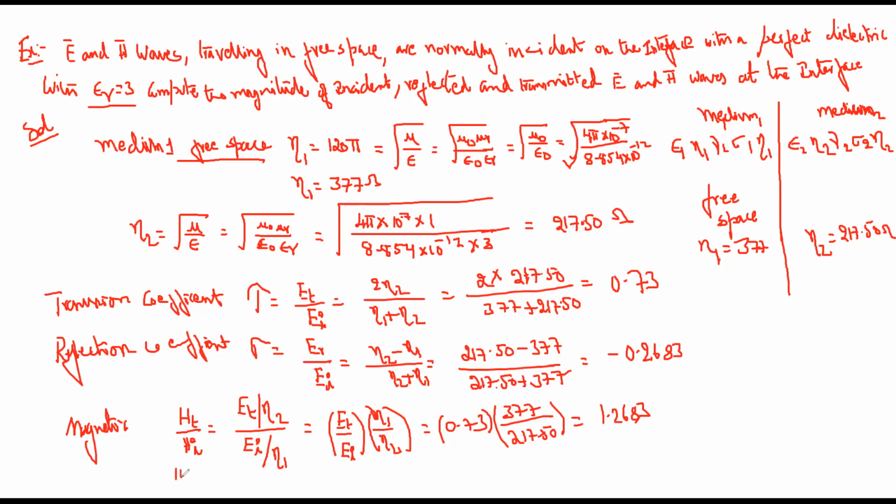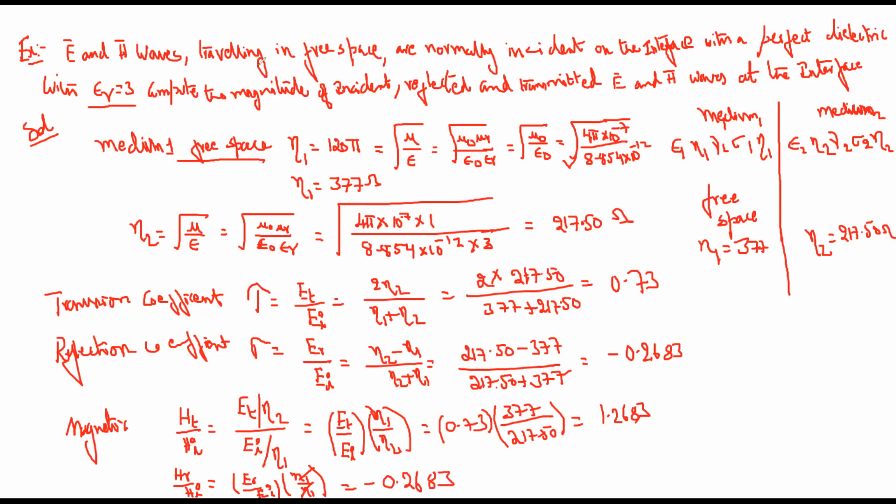Similarly, for the reflection, HR by HI is equal to ER by EI multiplied with eta 1 by eta 1. ER and EI are both in medium 1, so eta 1 and eta 1 get cancelled. HR by HI is equal to the same value we got for ER by EI, because both are in medium 1.